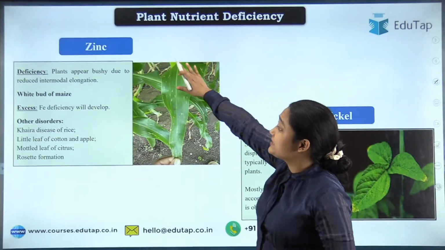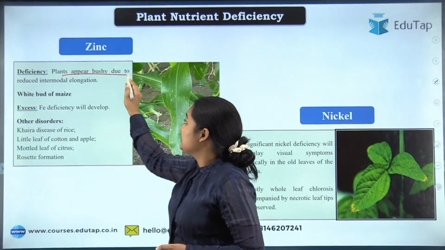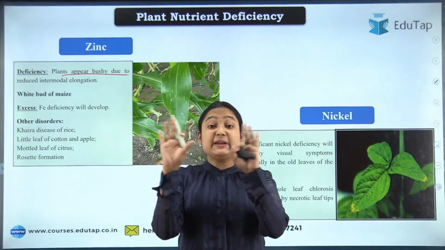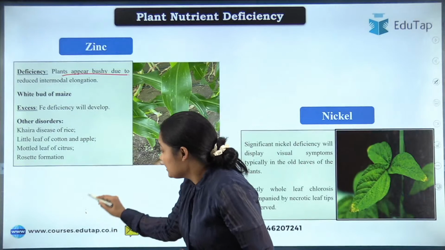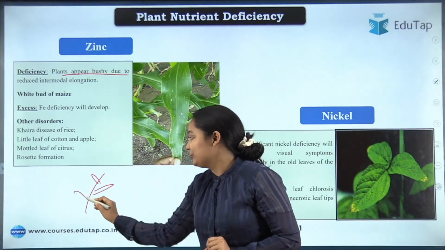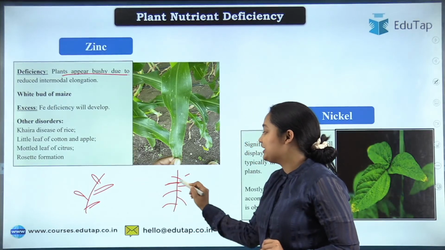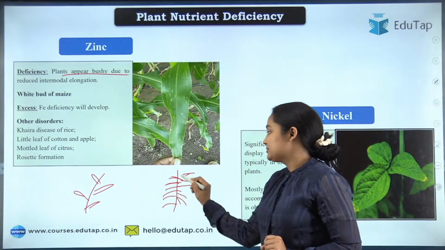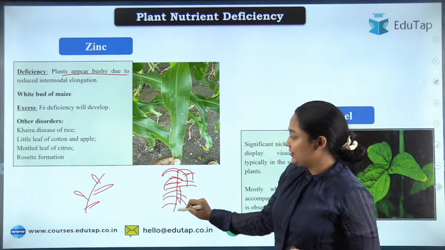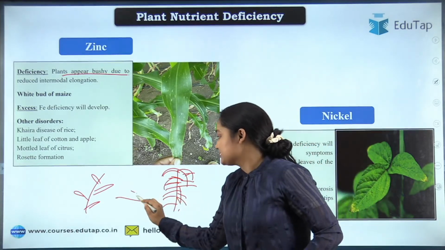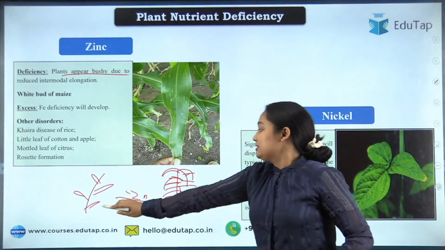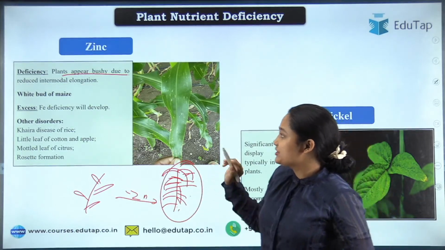Moving to the last two, zinc is there. So in deficiency, first of all, the appearance of the plant itself changes. Suppose when we draw a plant, we draw it growing like this. But in this case, the plant will look more bushy. Some kind of wild bush-like structure will grow. So if zinc is not present, the plant will look like a bushy structure.